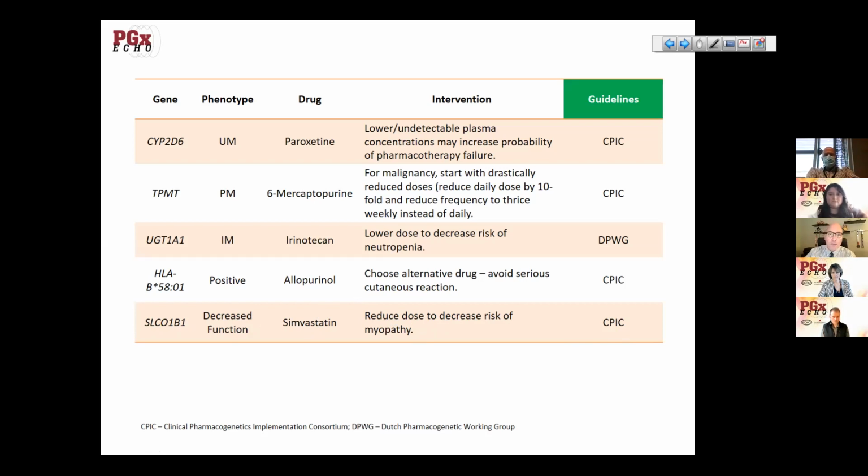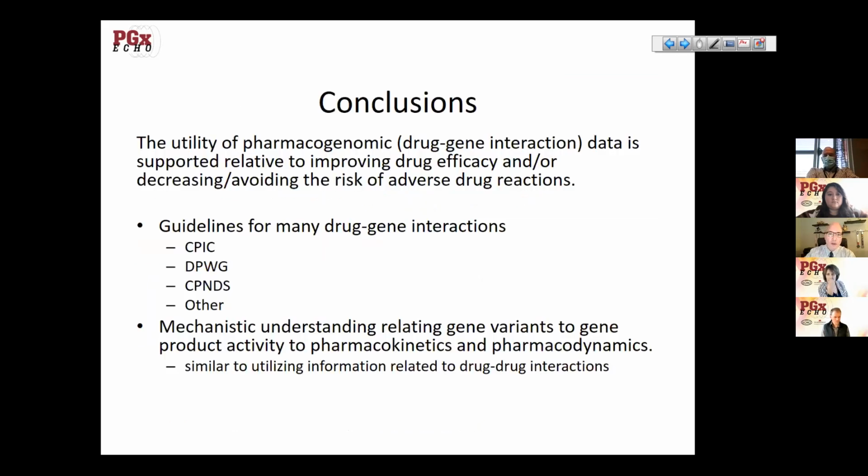So these are examples of trying to connect the dots from exposure to what we might expect for patients based on their area under the curve and altered pharmacogenomics. Again, in the context of other things that may be going on with the patient. So in conclusion, the utility of pharmacogenomics, these drug-gene interactions, have been shown with supportive evidence-based medicine to improve drug efficacy and decrease inefficacy, if you will, and also help to decrease or avoid adverse drug reactions.